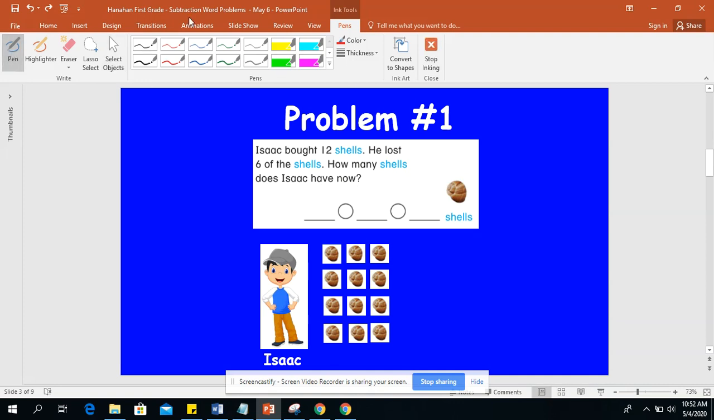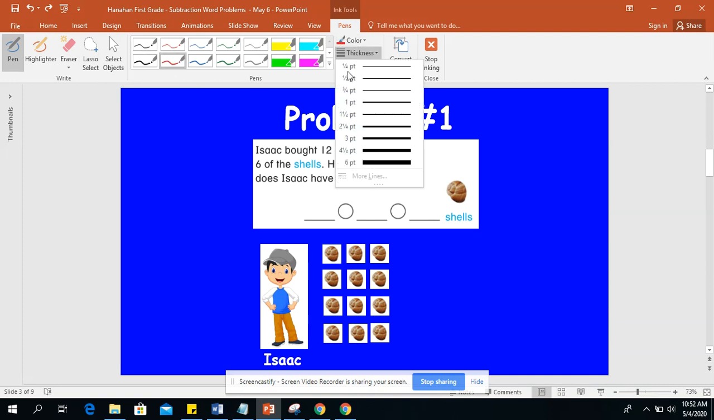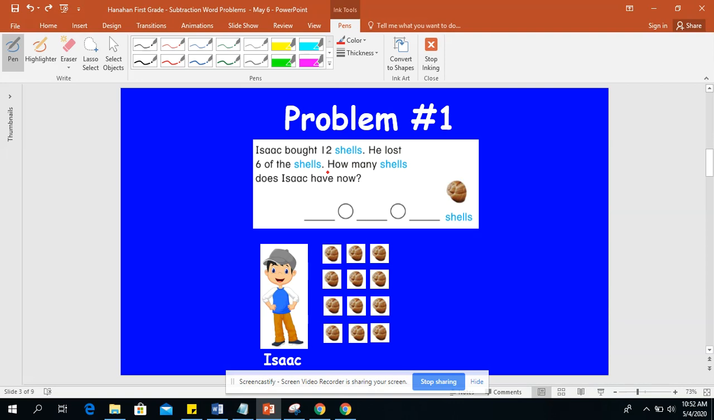Well, let's go ahead and underline what we need to find out. So we need to find out how many shells Isaac has now. Let's circle important information. So we know Isaac bought 12 shells and he lost 6 of the shells.